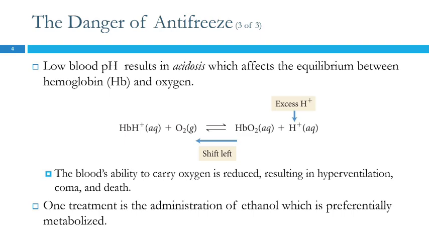But if the pH is too low, we've got excess hydrogen ions. That's going to cause this whole equilibrium to shift to the left, and the hemoglobin is not going to carry oxygen as well. So then your body's like, we're not getting enough oxygen. We need to breathe more, right? So that can lead to hyperventilation, coma, and death.